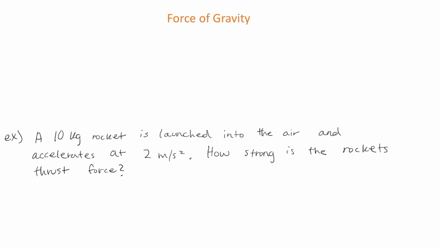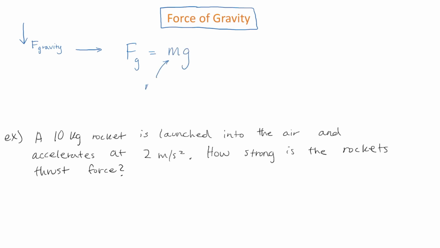In this video, you will learn how to calculate the force of gravity. We know gravity is a force that pushes down on objects. If you want to calculate the strength of the gravitational force, then you will use the equation, the force of gravity is equal to mg, where m is the mass of the object in kilograms, and g is the acceleration due to gravity, which is equal to 9.8 meters per second squared.